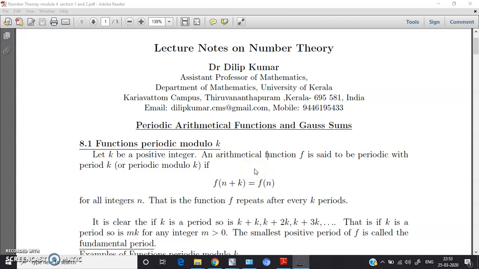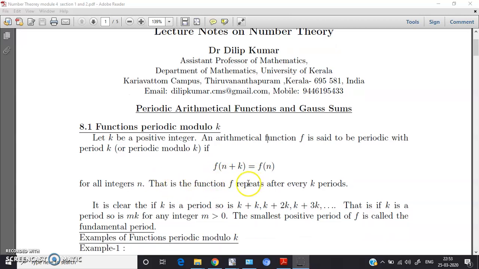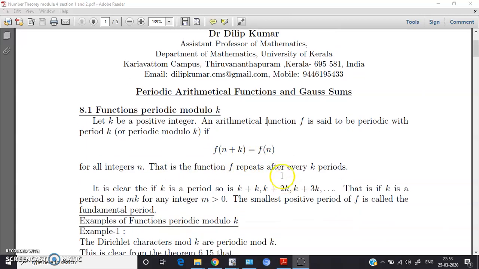That is, let k be a positive integer. An arithmetic function f is said to be periodic with period k, or periodic modulo k, if f of n plus k is equal to f of n for all integers n. This means that the function f repeats after period k. That is, the function will behave as f of n after k period. That is, f repeats after every k period.